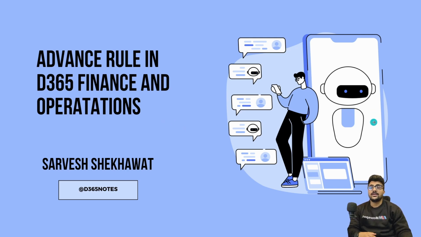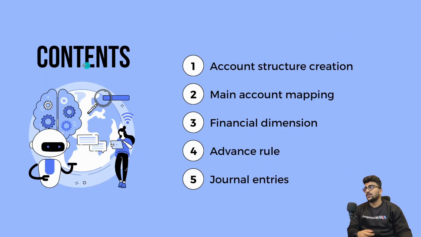Let's have a recap of what we have covered in earlier episodes. This is a continuation of previous episodes, so if you didn't watch them, I would suggest that you watch those episodes and come back here to learn this further. In the last videos we covered account structure creation, main account mapping to the account structure, and how to map a financial dimension to the account structure. We will cover advanced rules in this topic.